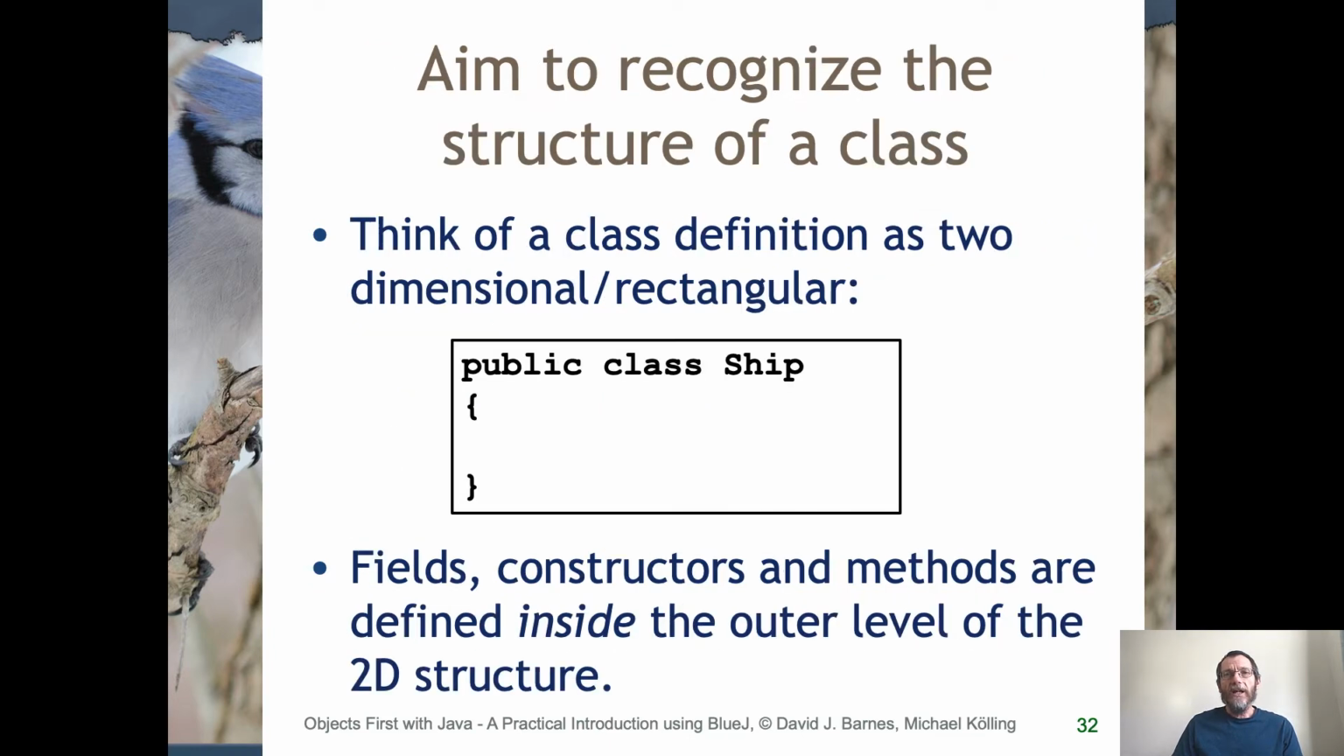So we tend to apply various rules for laying out source code, and although different people have different ways of applying those rules, generally they're applied in order to reveal the implicit structure of a class, or to recognize the structure of a class. And one way of thinking about it is to think of a class definition as actually being two-dimensional, rectangular in other words, and that outer wrapper of a class, the class header, that pair of curly brackets, is like a box that's going to contain various other definitions inside it. So think of a class as being a 2D structure, a container, if you like, for fields, constructors and methods.